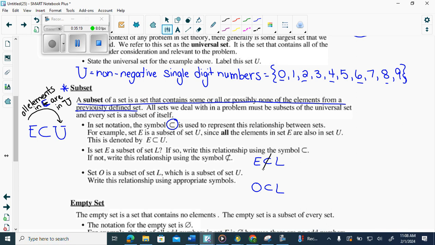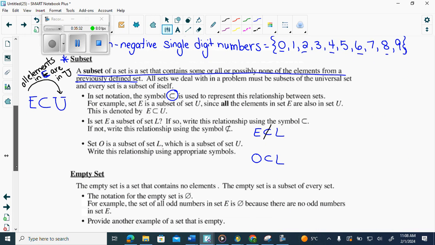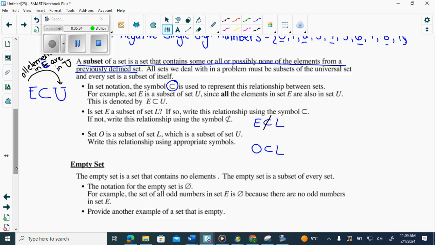Okay, what about O and L? Well, O has 1, L has 1. O has 3, L has 3. O has 5, L has 5. Is O a subset of L? Yeah, and if they asked you to describe why, you would say, because every element in O, which is 1, 3, and 5, is found in L. Therefore, O is a subset of L, right?